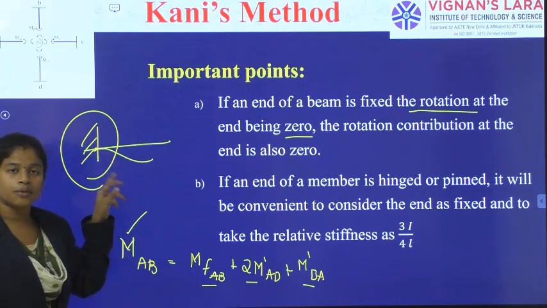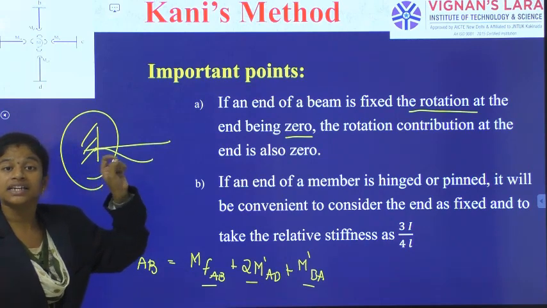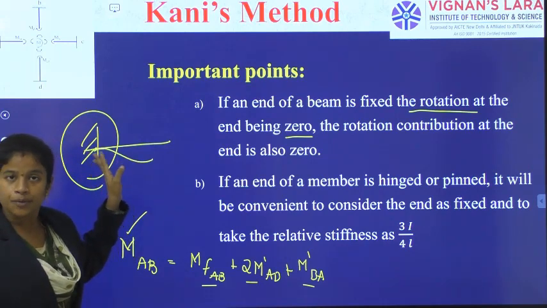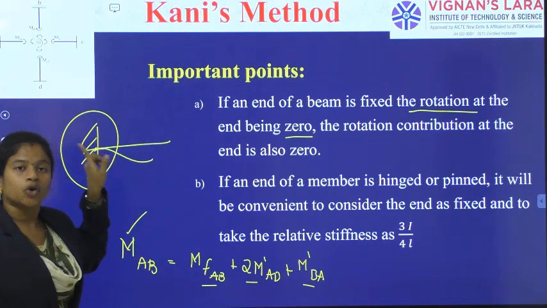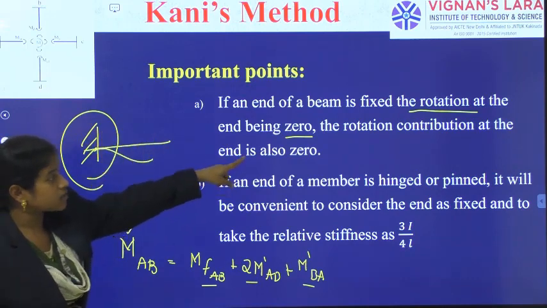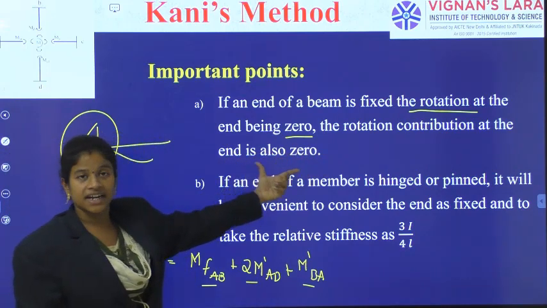As there is no slope, there is no rotation contribution. I am not saying the support moment is not there. I am saying the rotation contribution is 0. So the rotation contribution at the corresponding end is 0.